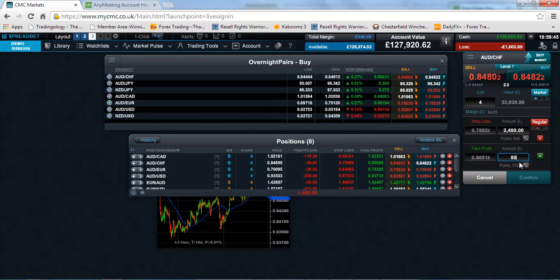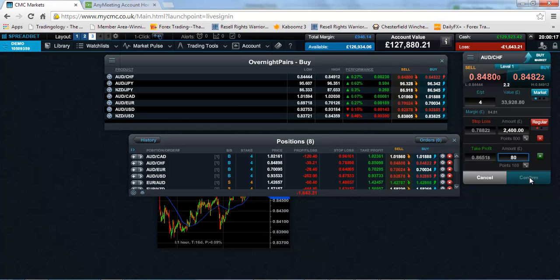£80. And the reason is the £4 per point times 20. 4 times 2 is 8. So if you're doing it as £1 per point, your take profit is £20. If you're doing it 0.5 pound per point, your take profit is £10. So because I'm doing a £4 per point, I have put my take profit as £80, so that it will balance with the £2,400. And that is it.